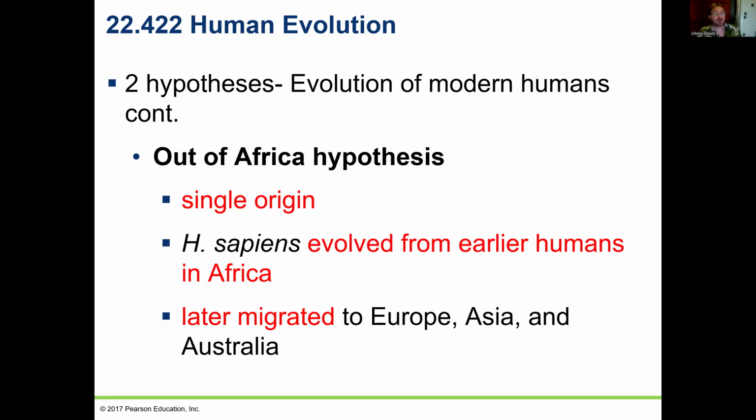The second hypothesis is the out of Africa hypothesis. This is supported by fossil and genetic evidence going back to the 50s. The out of Africa hypothesis is that we have a single point of origin in sub-Saharan Eastern Africa. Later, Homo sapiens evolved from those species and dispersed first to the Middle East, then to Europe, then to South Asia, and then to Australia, and then from there to the rest of the world.